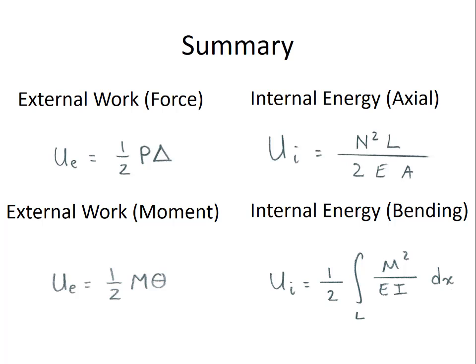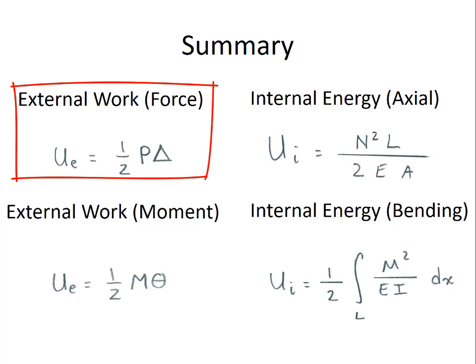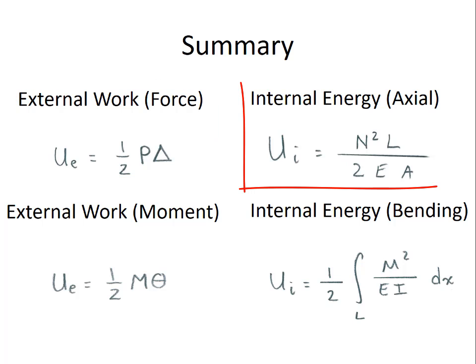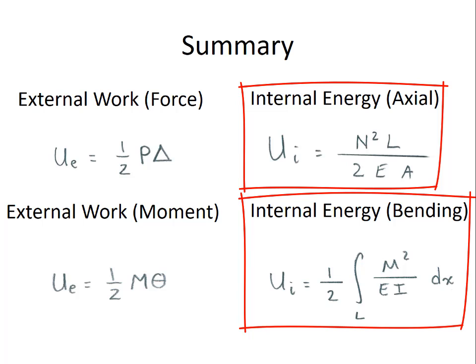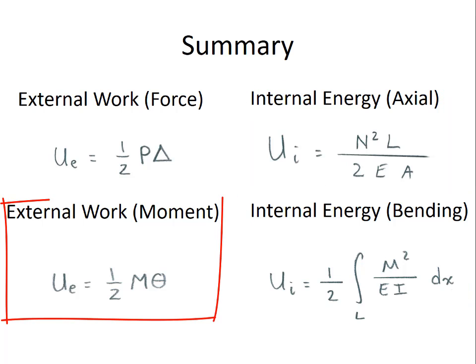So now we're able to summarize. We have the external work is 1/2 P delta. We have the internal strain energy for axial forces, or the internal strain energy for bending, given by the expression shown here. We didn't derive this, but we could do a similar calculation as we did for the external work due to a force and calculate that the external work due to a moment is 1/2 M theta, where M is the moment and theta is the rotation through which that moment acts.